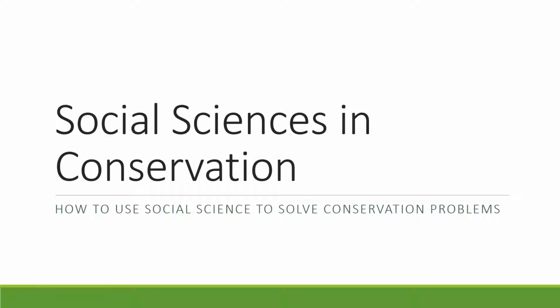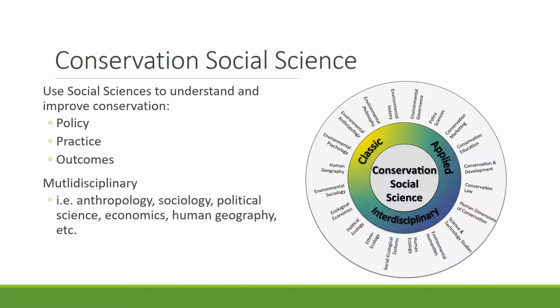Today's lecture, we are going to discuss the use of social science to solve conservation problems. Conservation science problems are often large and cannot always be solved by scientists alone. Therefore, we need to use social sciences to understand and improve conservation policy, practice, and outcomes.